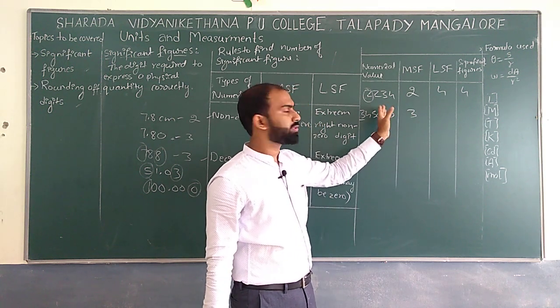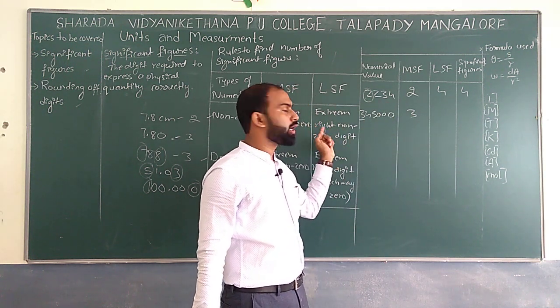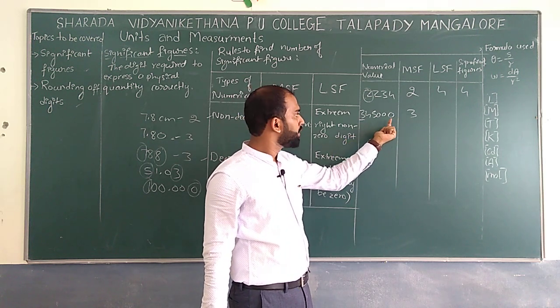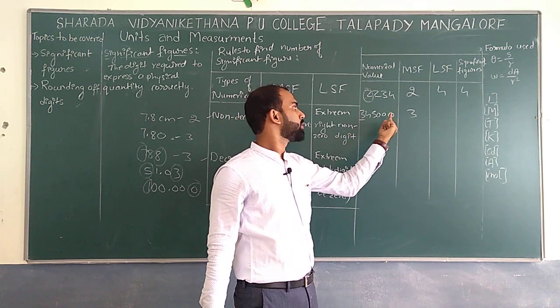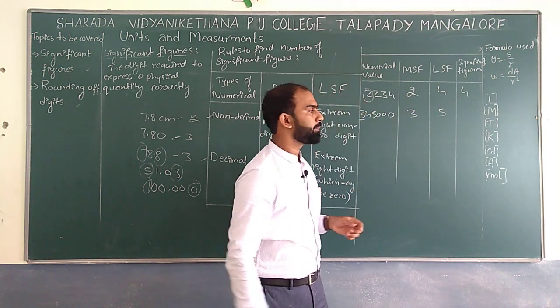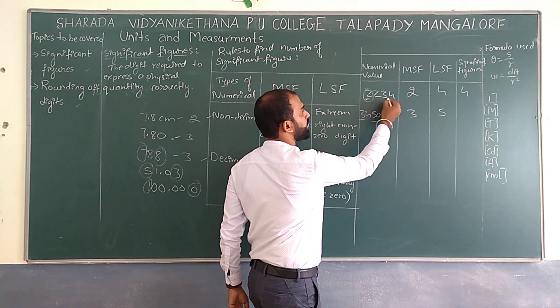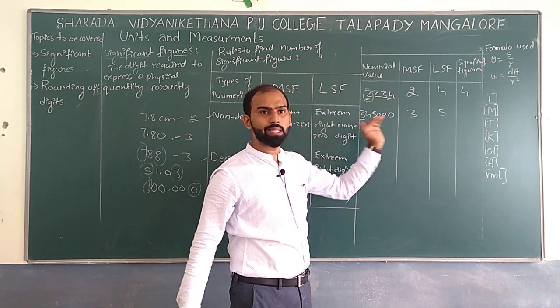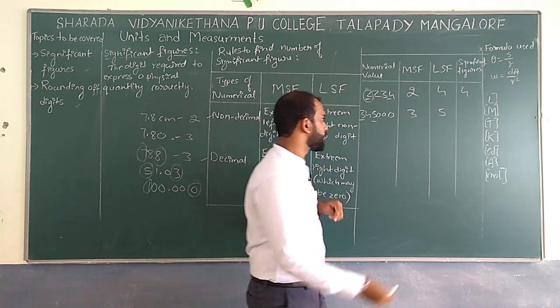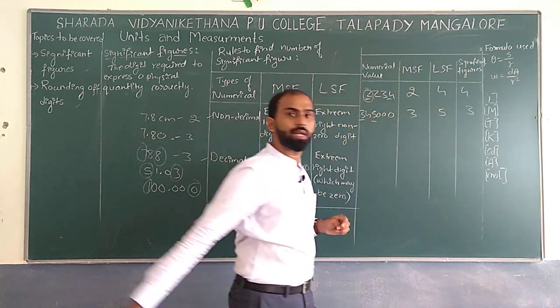That is the extreme right non-zero digit. Which is the extreme right non-zero? 0 cannot be non-zero. 0, 0, 0, and 5 we got. That is, the 5 can be LSF. So 3 to 5, here to here. So what should be the significant figure? MSF to LSF. How many digits are there? 3 are there. So we can write 3 as the significant figure.